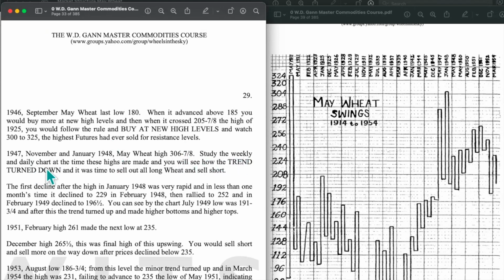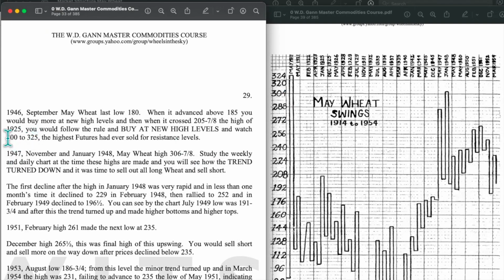Study the weekly and daily charts and the time these highs are made, and you will see how the trend turned down. Now, the first and most important thing is that we had a high of 306 and 7/8, which was just near our previous high of 324. So that's why it has been mentioned to note down the levels between 300 and 325.